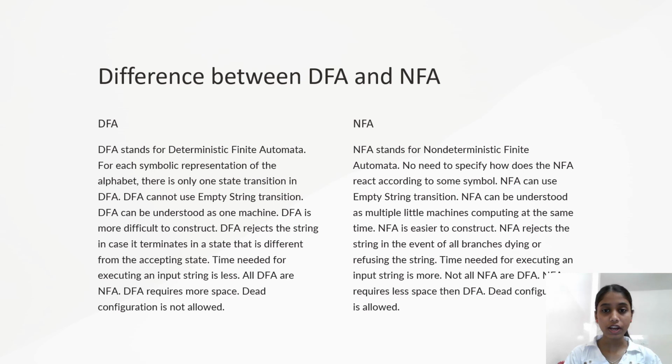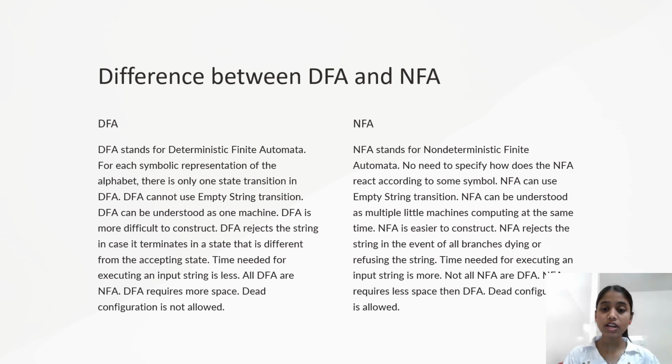Difference between NFA and DFA. DFA stands for deterministic finite automata, and NFA stands for non-deterministic finite automata. For each symbol of the alphabet in a DFA, there is only one state transition. DFA cannot use empty string transition. DFA can be understood as one machine. DFA is more difficult to construct. DFA rejects the string in case it terminates in a state that is different from the accepting state. Time needed for executing an input string is less. All DFA are NFA. DFA requires more space. Dead configuration is not allowed in DFA.